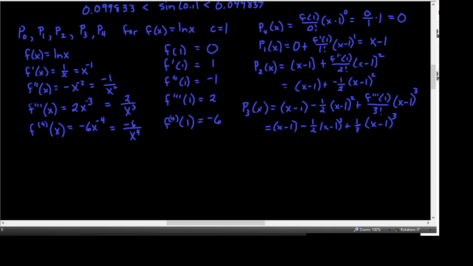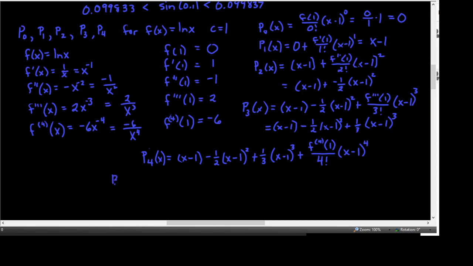Okay. And the last one we're supposed to find, thank goodness I got to the point where I can come way over here because I might need it. So p sub 4 of x is everything we already have plus just one more term. Okay, so that's what we have so far. So now we're going to add the fourth derivative of f, I should have said, evaluated at c, which is 1, divided by 4 factorial times x minus c, which is 1, to the 4th.